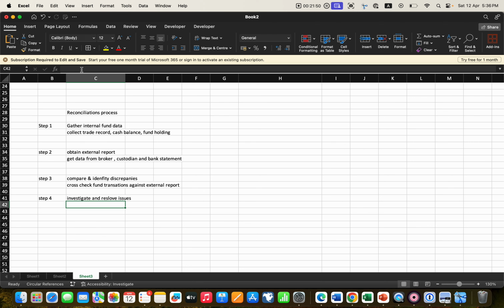If not, then you have to escalate to the broker or whoever is responsible as per the fund. Different organizations have different escalation points, so accordingly you have to follow.